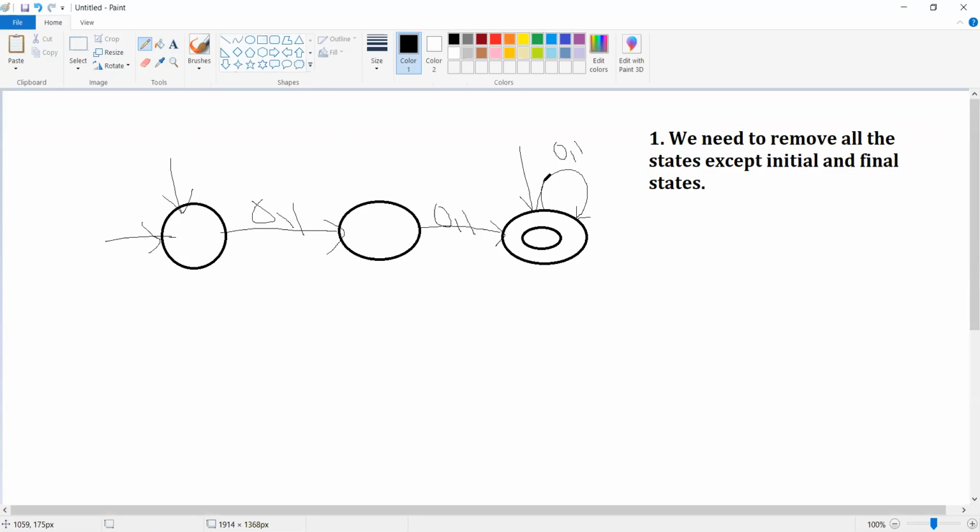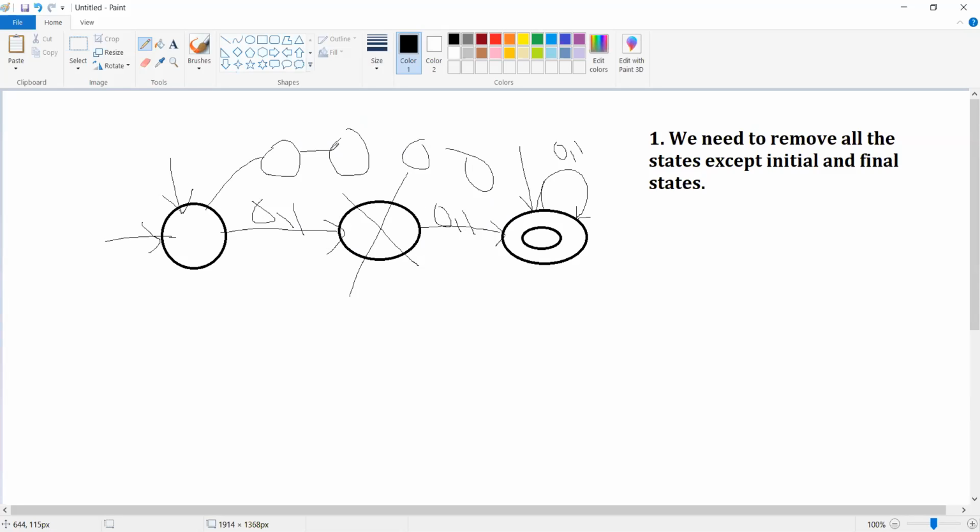I should not remove these two states. But whatever intermediate states come, in the sense the states which come in between the initial and the final states, all those states have to be removed. For example, this is the intermediate state between these two, so we need to remove this one. Here, in between the initial and final state, I have four states like this.